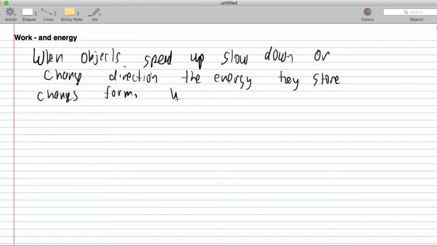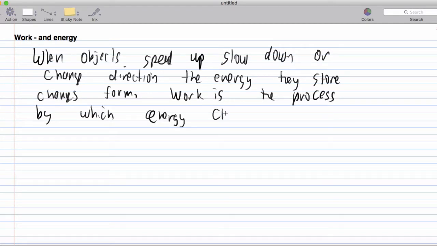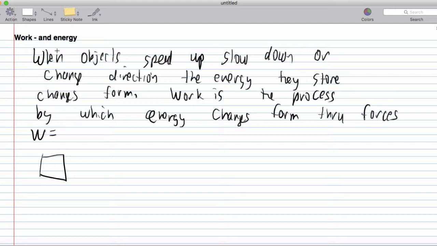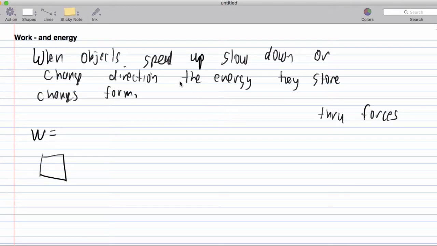And work is the process by which energy changes form. So what we're basically saying is, when I have a box, I'm going to give you the formula for work first. The formula for work is the process by which energy changes form through forces. And here's what I mean by that sentence. Work is basically how forces change energy from one form to another. In fact, I like that way of saying it better.